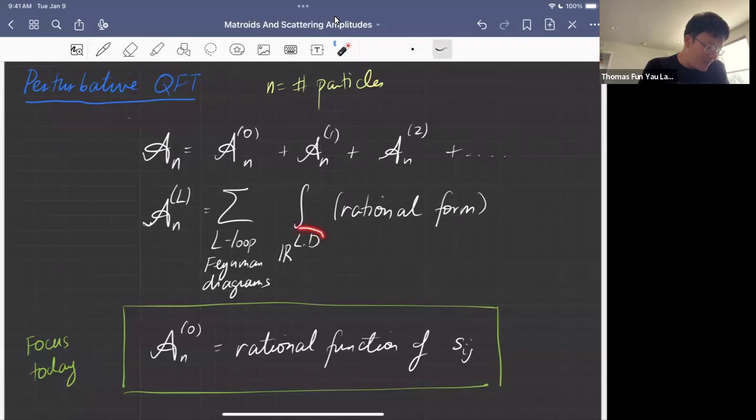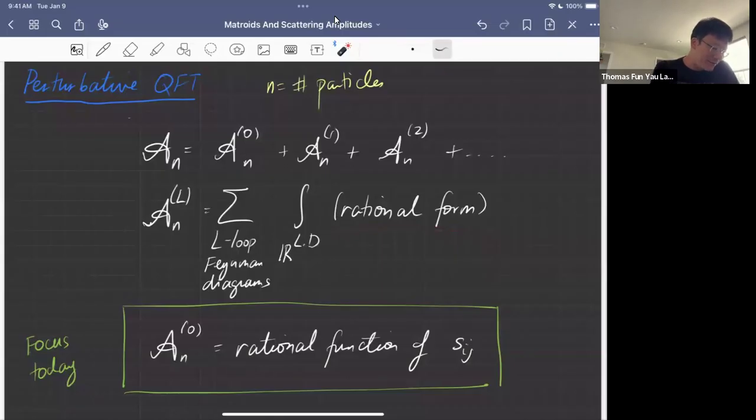The integral is over L times D Euclidean space. L is the number of loops, so that's which term you are in the asymptotic expansion. That's also the first Betti number of these Feynman diagrams, which is a graph. And D is the dimension of space-time. And you integrate some kind of rational form. Which rational differential form you use in this integral depends on what kind of particles you're scattering, so the choice of quantum field theory. It also depends on the momentum vectors and so on. So all the other things are input into this. This is just a rough form of it.